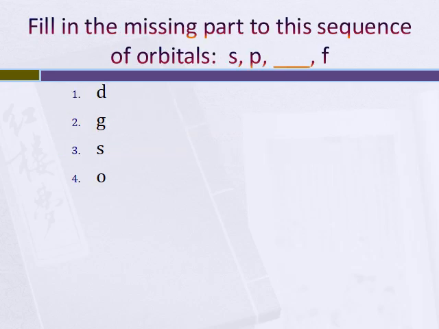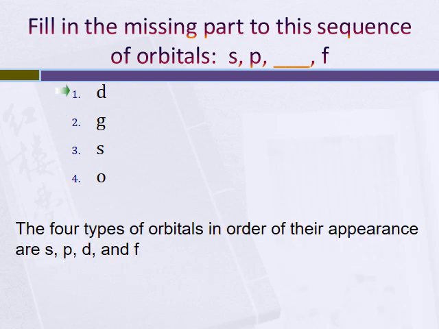Here's our review. Find the missing part to the sequence of orbitals. I'll let you think about it for a minute, come up with an answer in your head. Here it is. It is the d orbital. The four types of orbitals are s, p, d, and f.